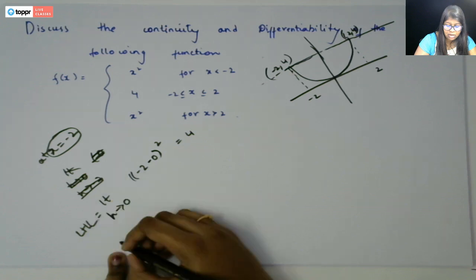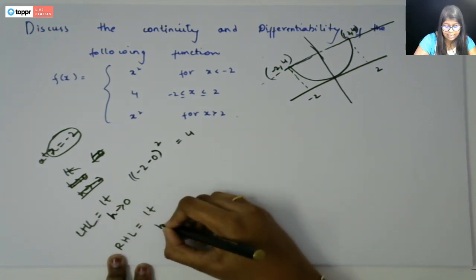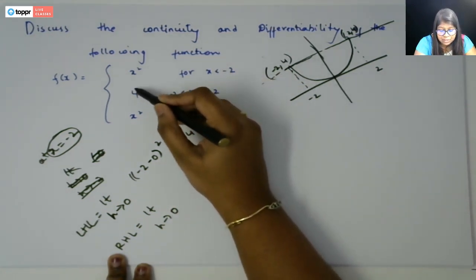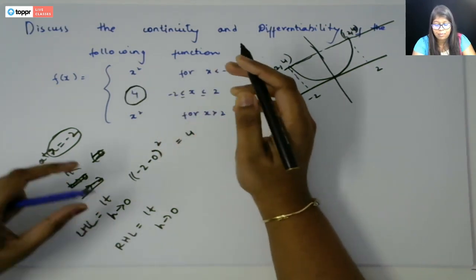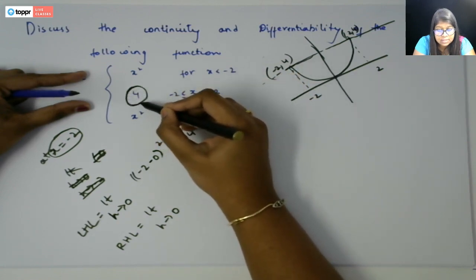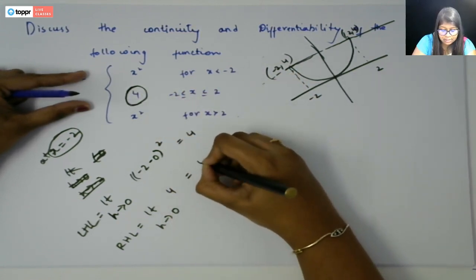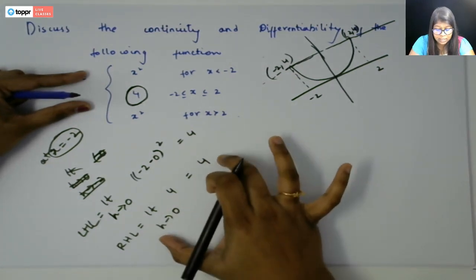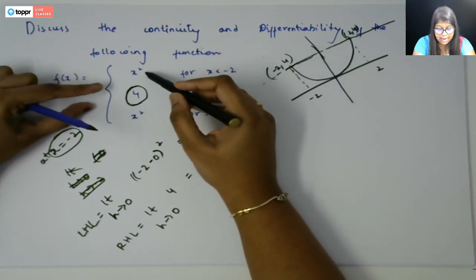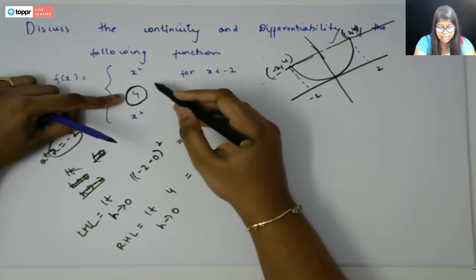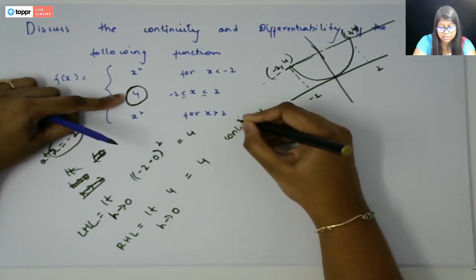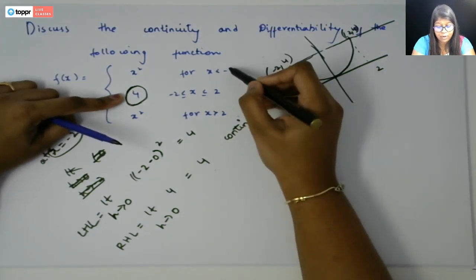Now we take RHL, which is limit again h tends to 0, but for x greater than -2 the function would be this. The point at which we are discussing is -2. So for anything that is greater than -2, the function you will take is 4, which is nothing but 4. So the function is continuous, since at x is equals to -2 the function is 4, and at this point also the LHL and RHL value is 4. So this function is continuous at point -2.